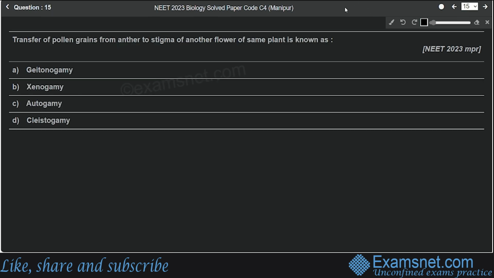Question number 15 is from the chapter Sexual Reproduction in Flowering Plants, and the question is, transfer of pollen grains from anther to stigma of another flower of the same plant is known as. Options are geitonogamy, xenogamy, autogamy and cleistogamy. So the correct answer will be geitonogamy. Geitonogamy means the flower is different but the plant is same. Different flower, same plant.